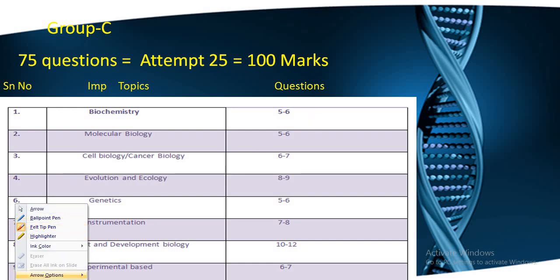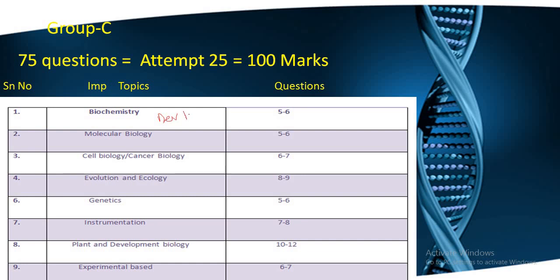Okay, dev bio, please add this. So apart from these modules, also focus on this development biology part. So again you can see this 5, 5, 5, 5, 6, 10, 10, all this will add up to more than 25 to 30 questions. So you need to attend only 25 questions in group C out of 75 questions.